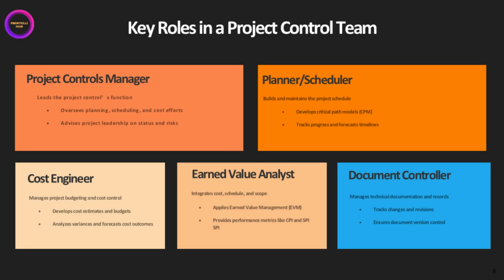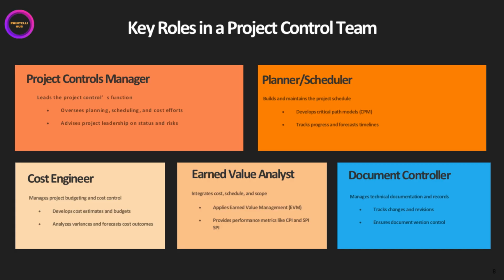A dedicated project controls team often includes several key roles. The project controls manager leads the entire function, overseeing planning, scheduling, and cost efforts, and advises project leadership on status and potential risks. The planner/scheduler is responsible for building and maintaining the project schedule, developing critical path models, tracking progress, and forecasting timelines. The cost engineer focuses on managing project budgeting and cost control.